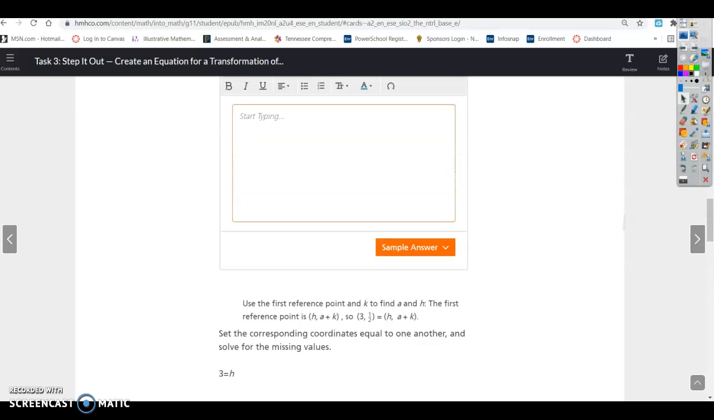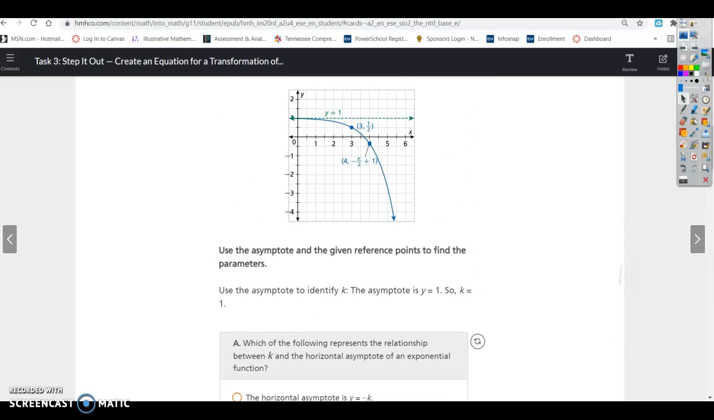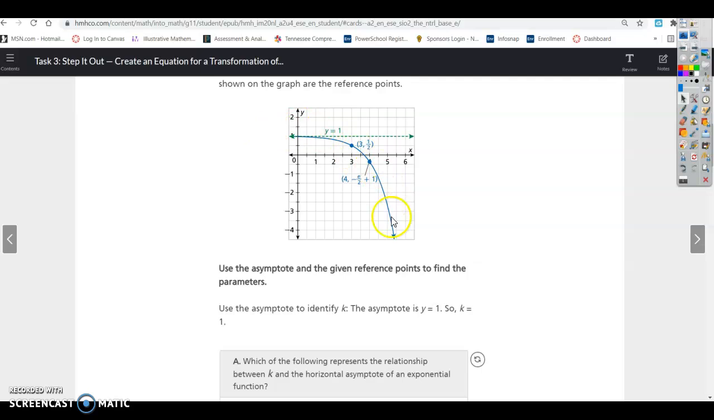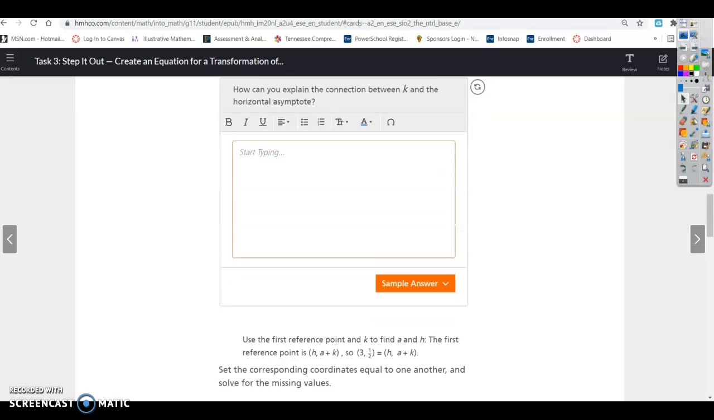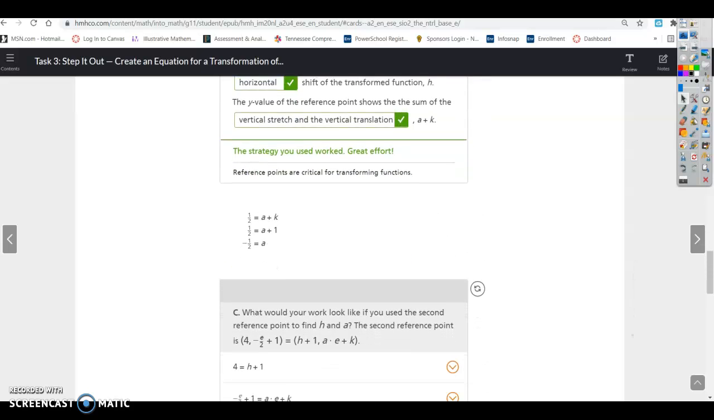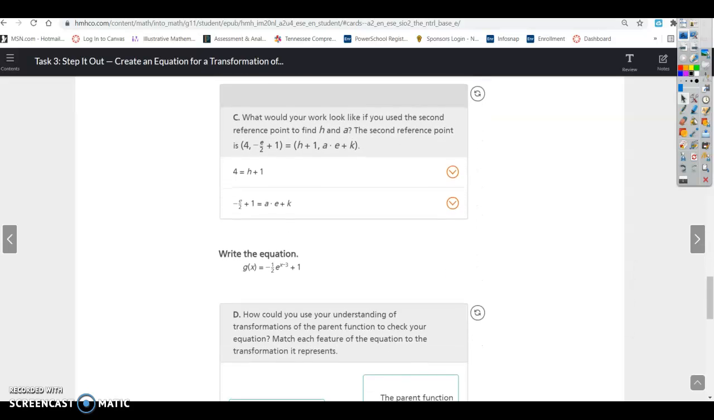And that makes sense as well. If you look at the graph, it is a reflection. It's upside down. So you know it has to be negative. And then you can see that the shape has changed a little bit too. So that's where the 1/2, the vertical compression comes in.